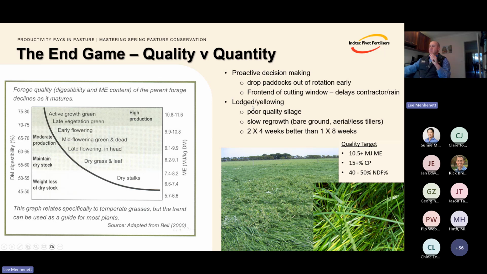And the other thing with it is, once we see this lodging and this yellowing, not only is it poor quality, but you also get a slower regrowth, because you're getting aerial tillering, you're getting bare ground, gaps in the sward, and so the regrowth will be a lot slower as well, rather than if you had cut it a little bit earlier and got this quality material. So I guess the message there is 2x4 cuts are much better than 1x8 cut from a hay and silage production.